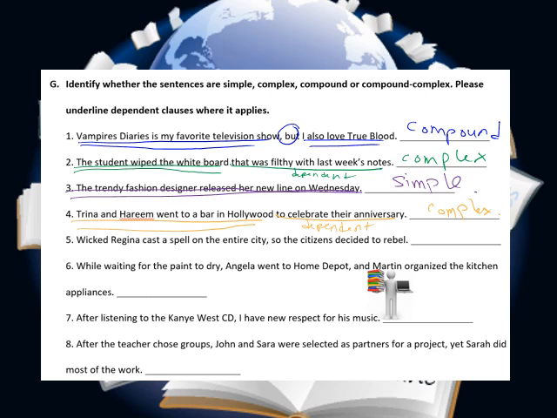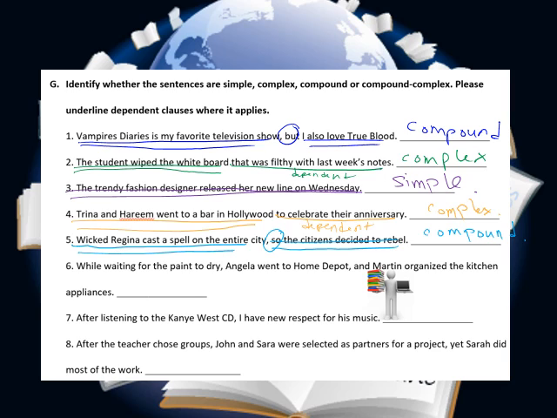Wicked Regina cast a spell on the entire city. So the citizens decided to rebel. Compound. Excellent. So here we have two independent clauses, and this will become compound since there are two. And we have the coordinating conjunction so.